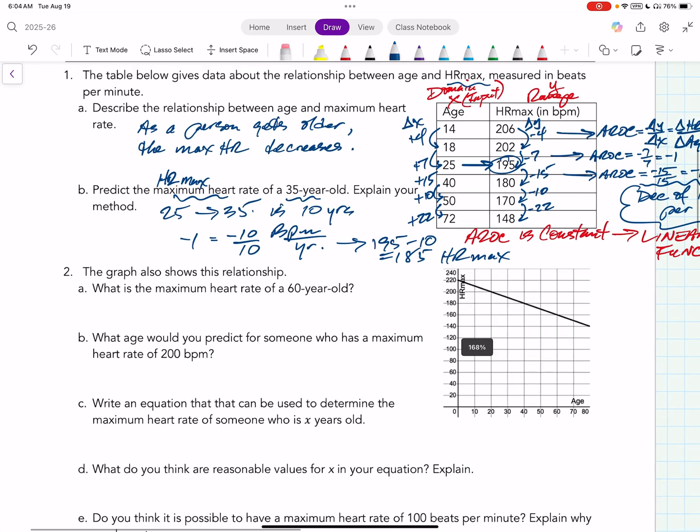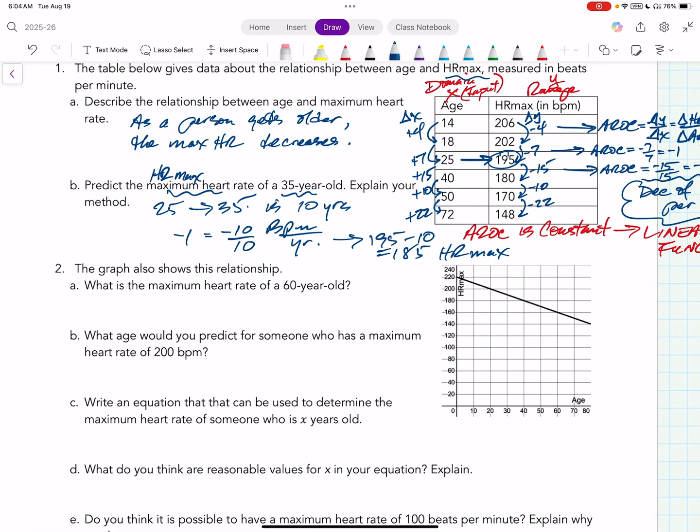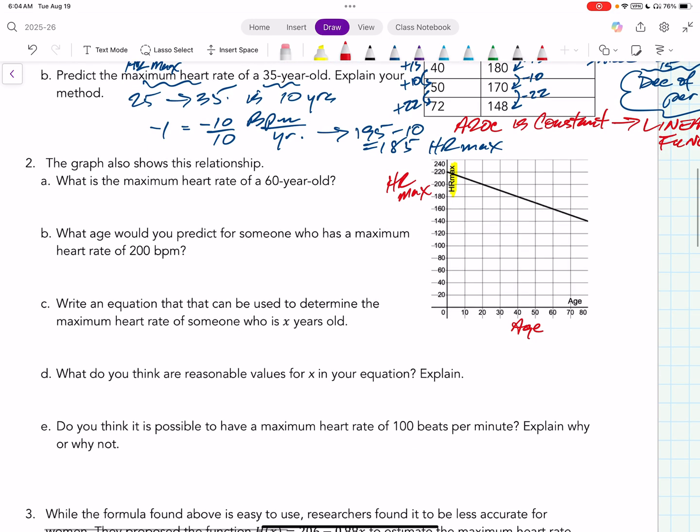All right, number 2, the graph also shows the relationship. So we have a linear function in the table, and we also have the graph of the function. Notice the titles up here. On the vertical axis, we have HR max, maximum heart rate. And on the horizontal axis, we have the age. What they did was plot the points for us and draw a graph of the function.